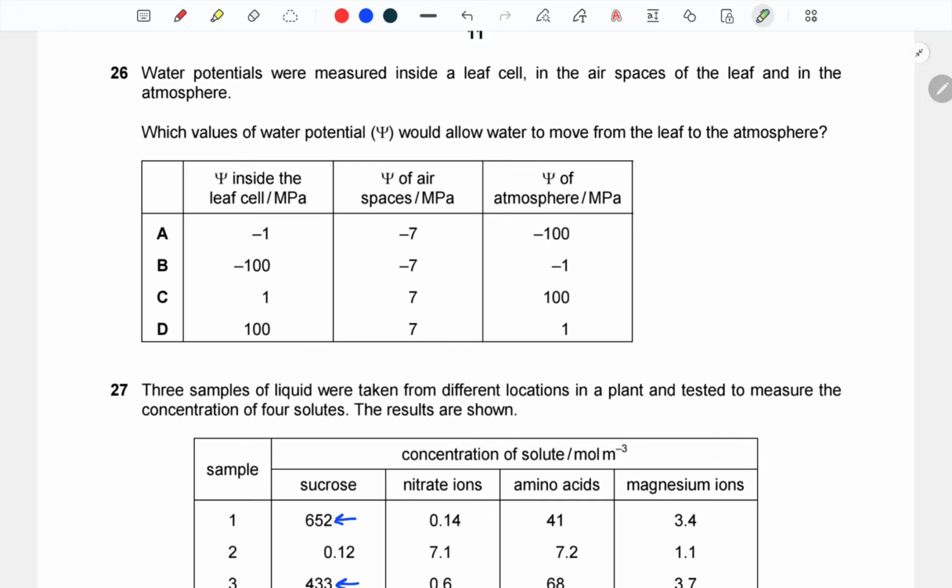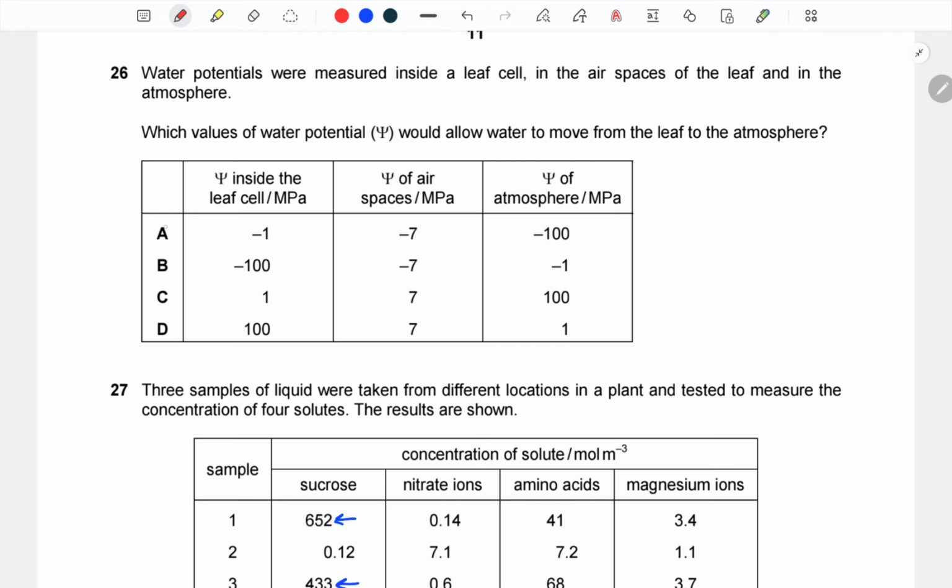The higher the solute concentration, the lower the water potential. So if we look at option A over here, we go -1. -1 means that it has high water potential. Over here, we've got -7, which means that it has lesser water potential than -1, but it has more water potential than -100, as -100 has a very high solute concentration. So water will move from high water potential to a bit lower water potential, and then to -100, which has the least water potential, as this has the highest solute concentration.